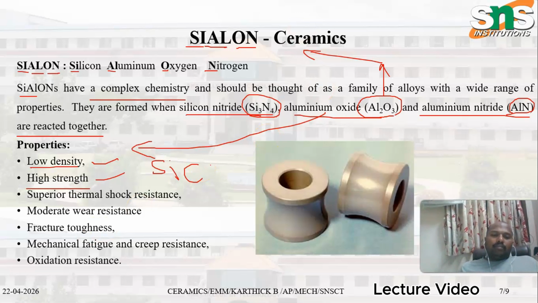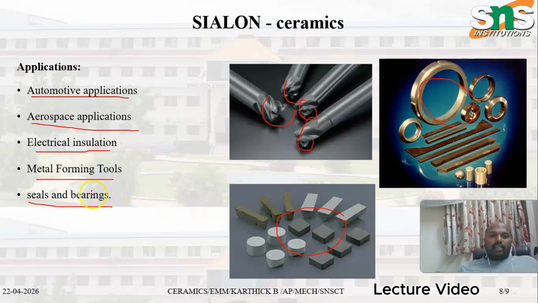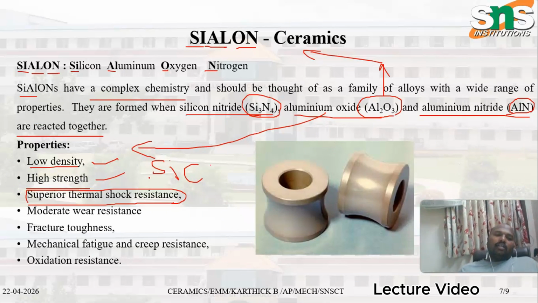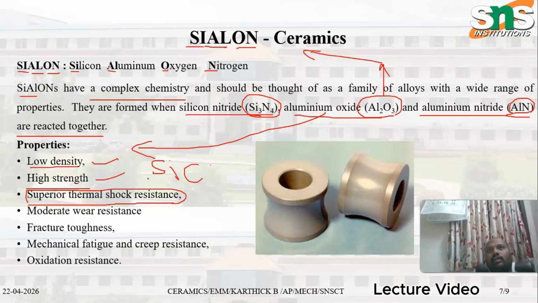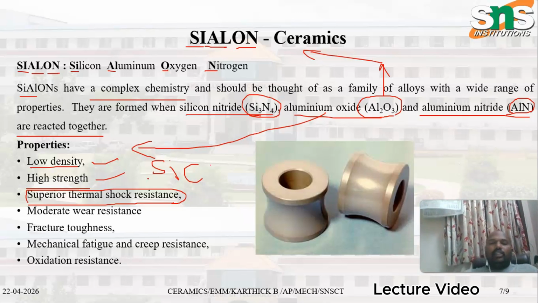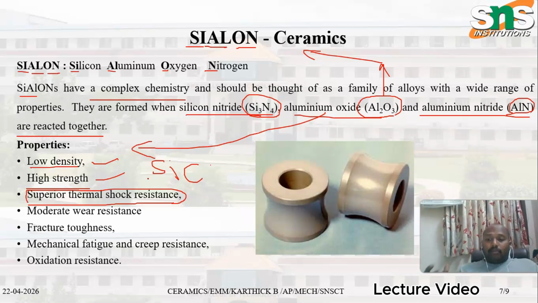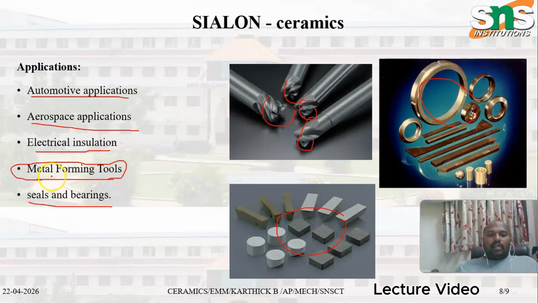The next one is superior thermal shock resistance. This property means that it is used in metal forming tools. Metal forming tools, like forging or hot working, where metals are forged using a hammer-like thing or dies at high temperature. So this superior thermal shock resistance makes Sialon well suited for use in metal forming tools.